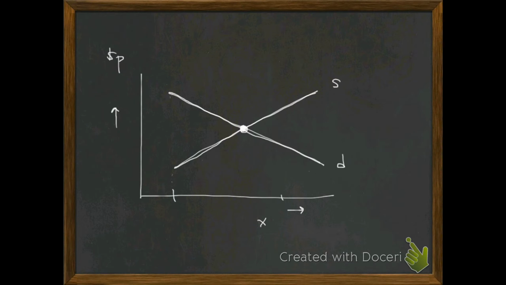Anyway, this point of intersection right here is called the equilibrium point. At the end of the day, the equilibrium point is a phenomenon in economics where the supply is equal to the demand. So let's get in and get our hands dirty here.